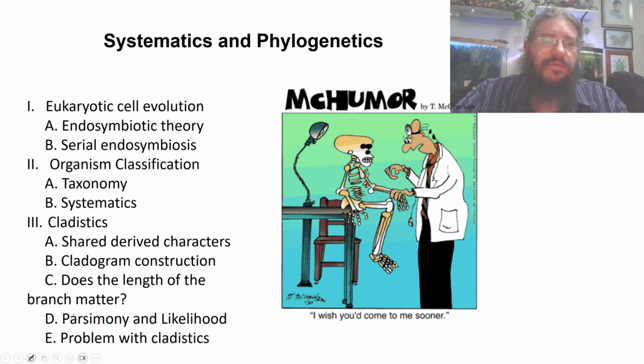This lecture will have a little bit of some basic features of eukaryotes, specifically regarding endosymbiosis. And then we will go into how we classify organisms, classic taxonomic stuff, and then systematics. So, systematics will include cladistics and some cool stuff in there.